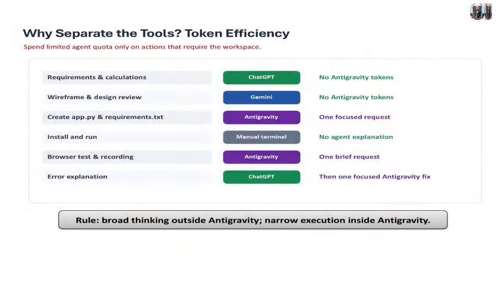So like I said, ChatGPT for requirements and calculation, Gemini for wireframe and design view, Anti-Gravity to create the app.py and requirements, then manual terminal for installation and running, then Anti-Gravity to test and record, ChatGPT to explain your errors. They are just simple to read. Gemini, ChatGPT, Anti-Gravity. ChatGPT to generate the calculation and requirements. Gemini for wireframe and design.